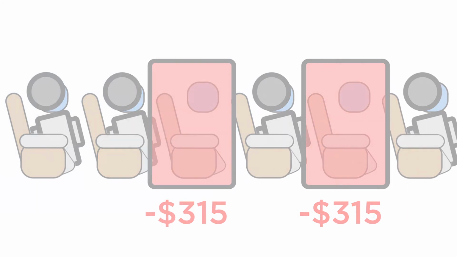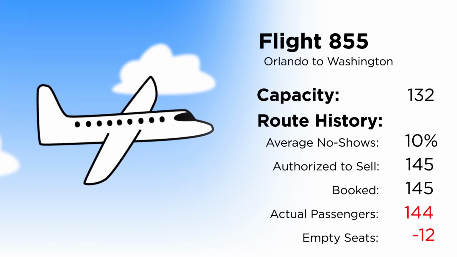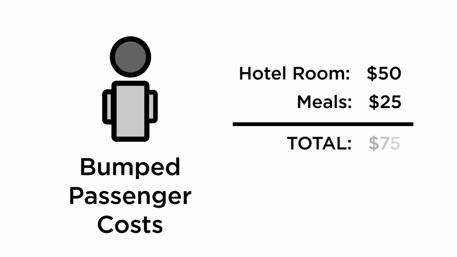On the flip side, you might implement this same policy. You might overbook to a level of 145 seats as before, and then everybody shows up. If this is the case, you have 13 passengers that will be bumped, and this is also expensive. Let's say bumping a passenger will cost the company $50 for the hotel and, let's say, $25 for meals. So per passenger, there will be a cost of $75 to bump a passenger.